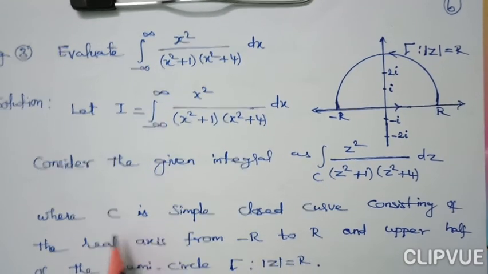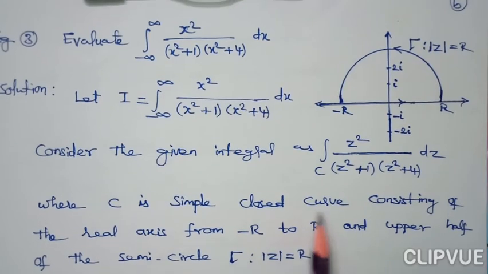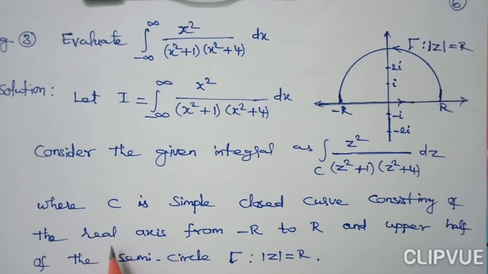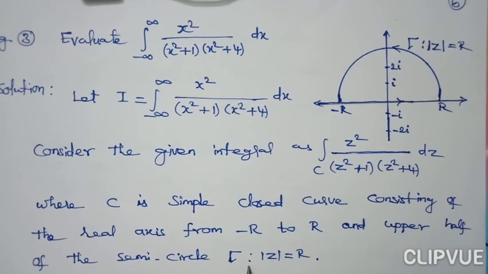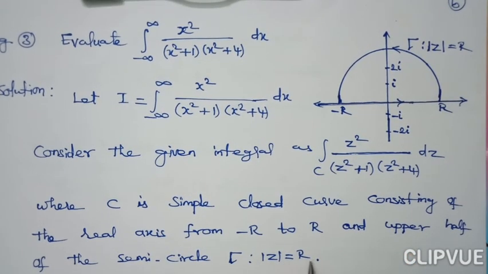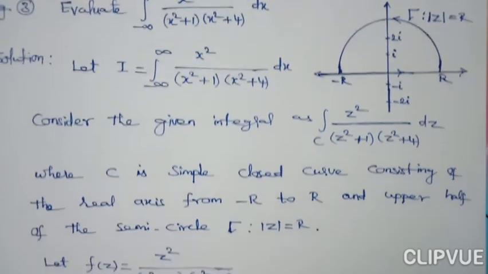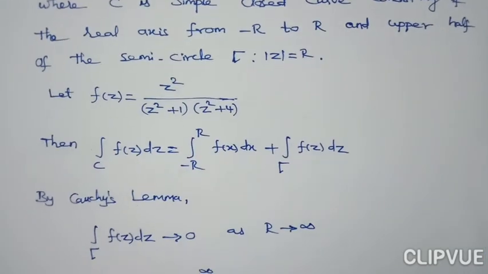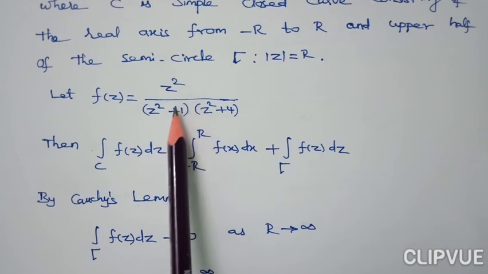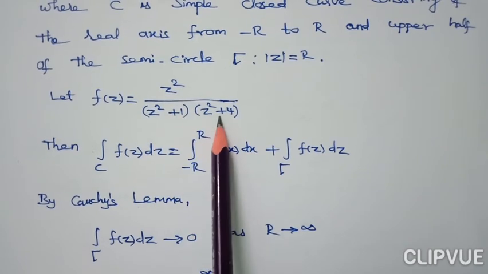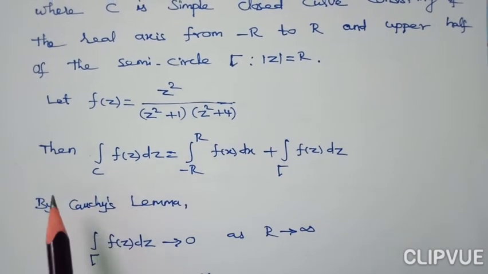But in the limit here minus infinity to plus infinity, here it is the integral over C. What is this C? C is a simple closed curve, consisting of two parts: the real axis from minus r to plus r, and the upper half of the semicircle gamma. Gamma is modulus of z equal to r. Now f of z is equal to z squared divided by z squared plus 1 into z squared plus 4, from the given integral.